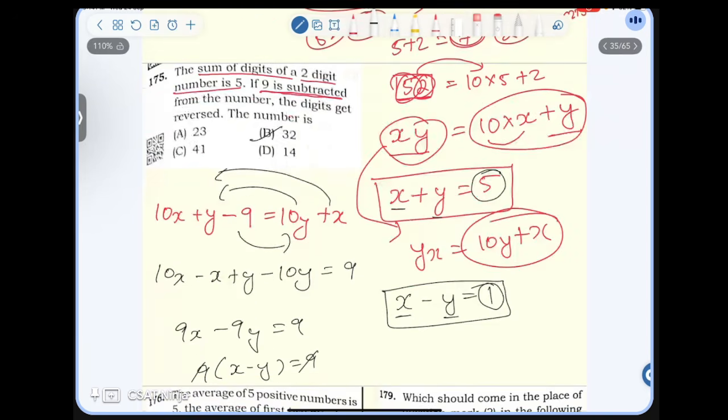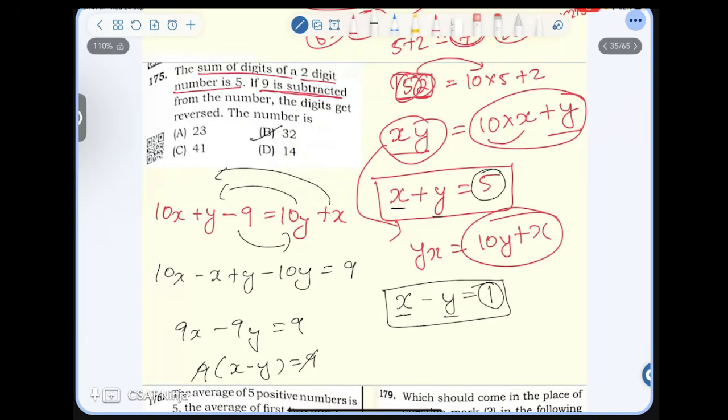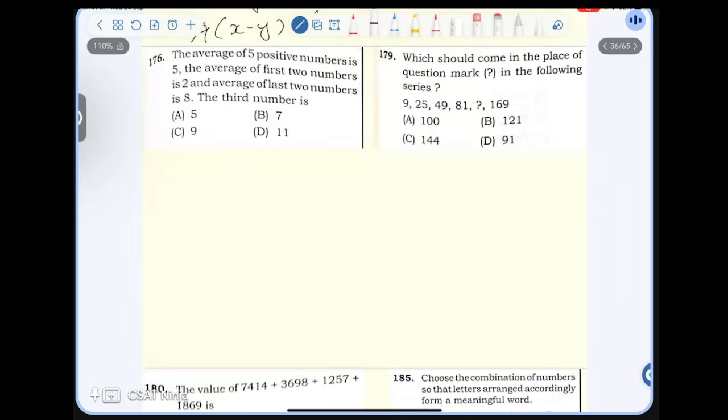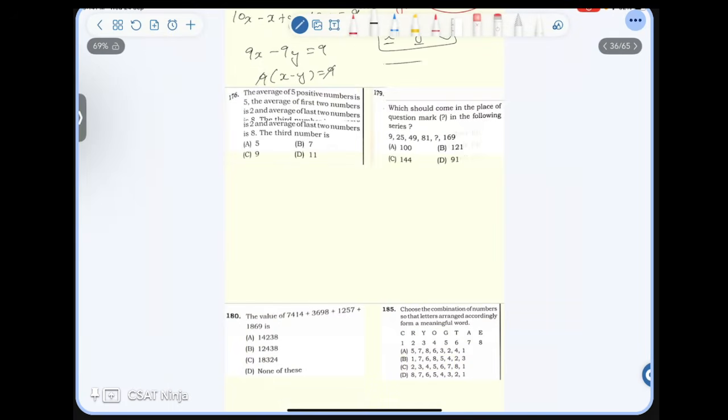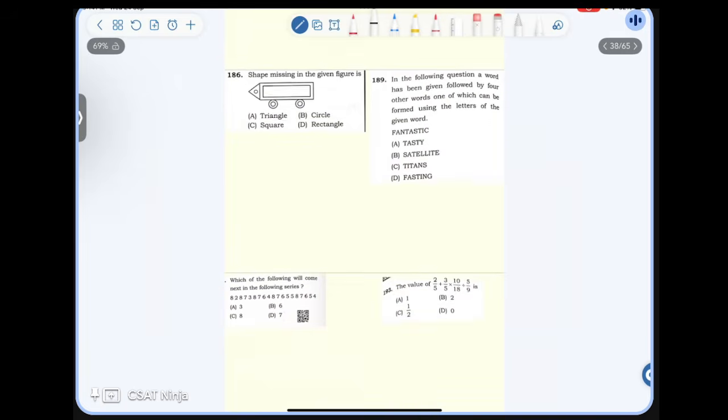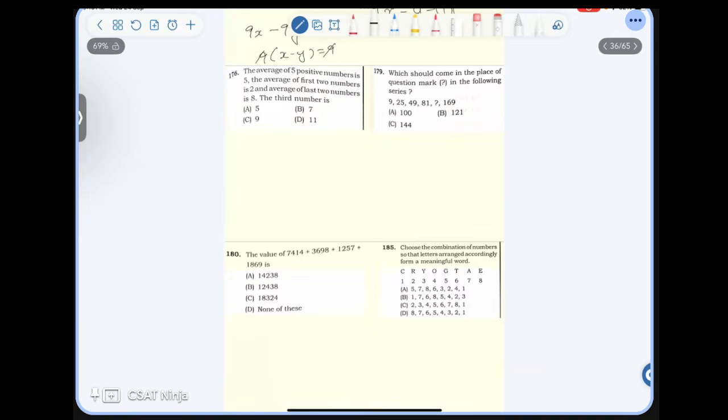I hope you followed. It's already how much? 7:32, 8:30. Oh, it's nearly 2 hours. How many questions left here? Wow. That's still halfway.